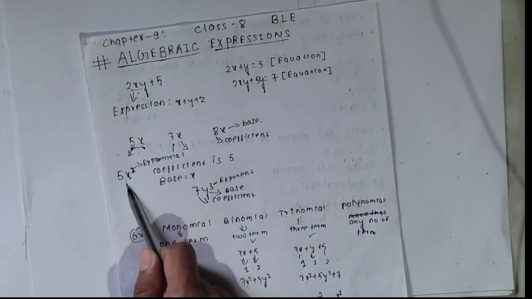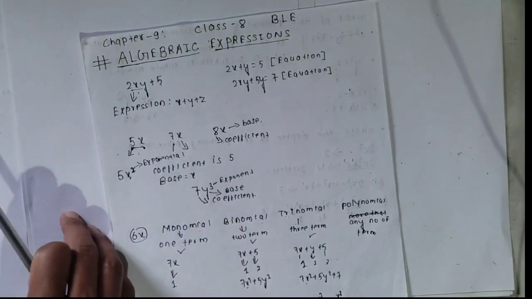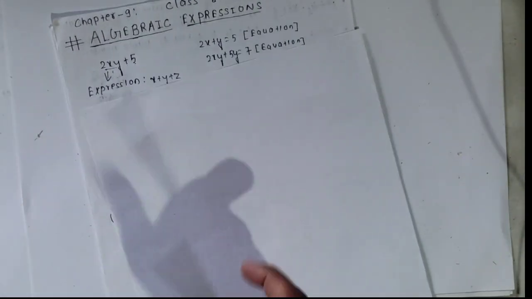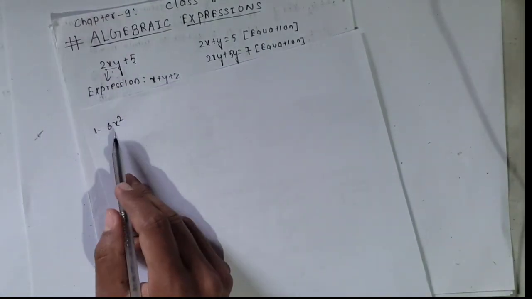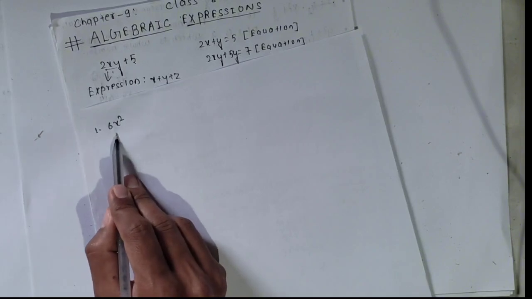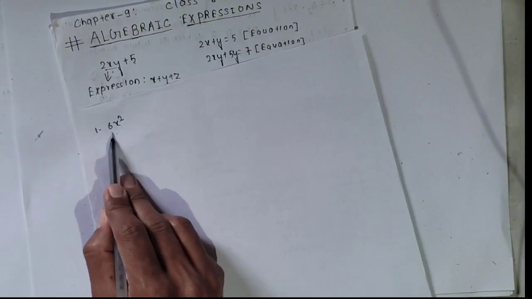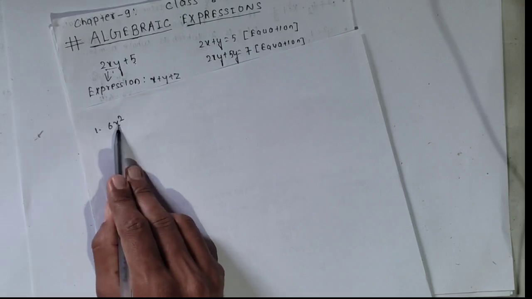Alright, let's start with a few examples to make this concept clear. I will write down some expressions and you can help me identify the different parts of each. Here, 6x squared. In this question, what is the base here? What is the coefficient? And how about the exponent?